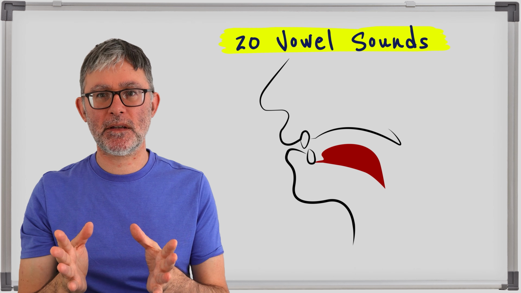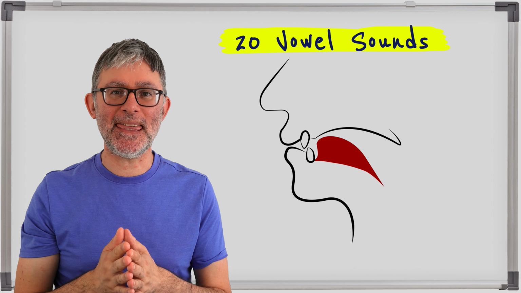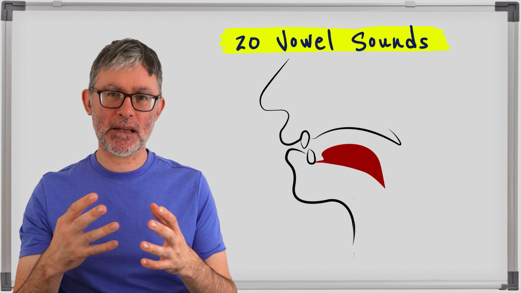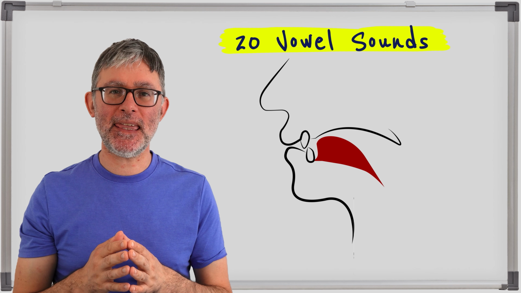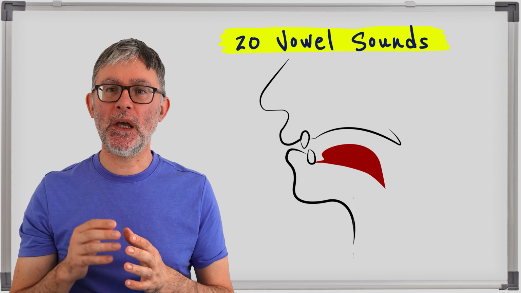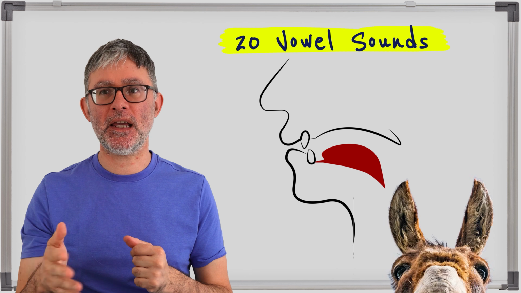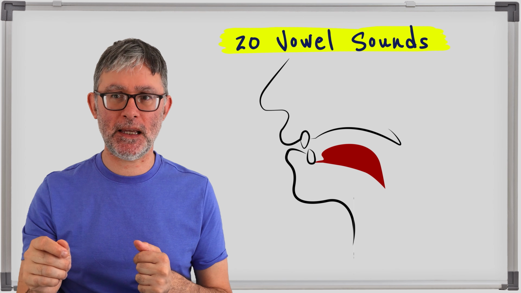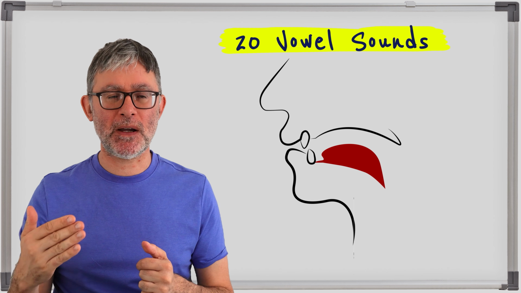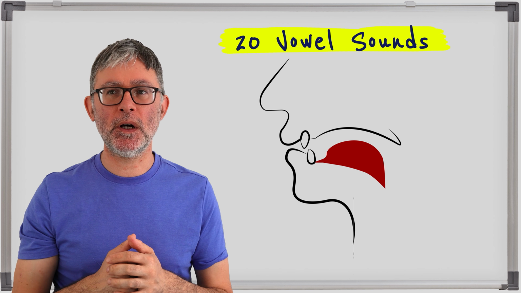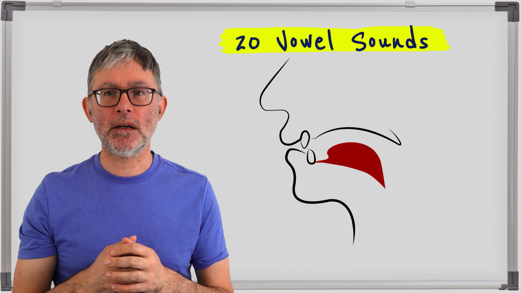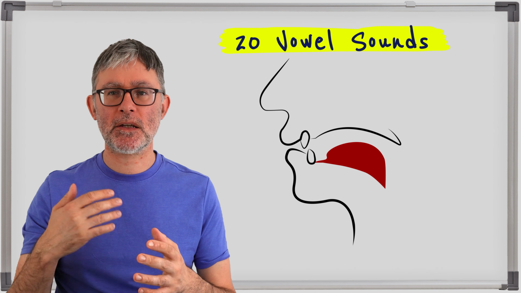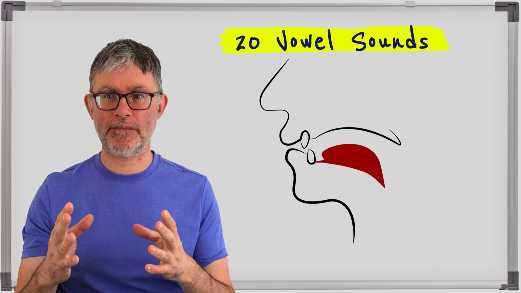If it's forwards, an example would be "ee". If it's back, "or". Just take a moment to feel the difference. "Ee", "or". Using just those two positions is fine if you're a donkey, Eeyore, but we need a few more in order to speak English. So if you stop halfway between "ee" and "or", you get to "er". Once again, "ee", "er", "or". And so now we've got a central sound in between.